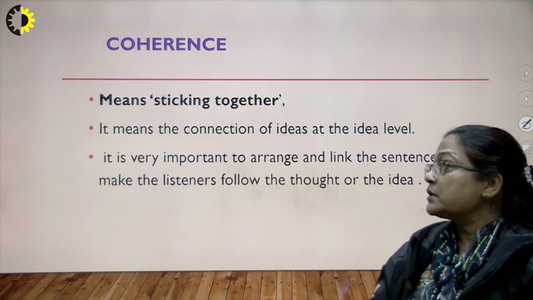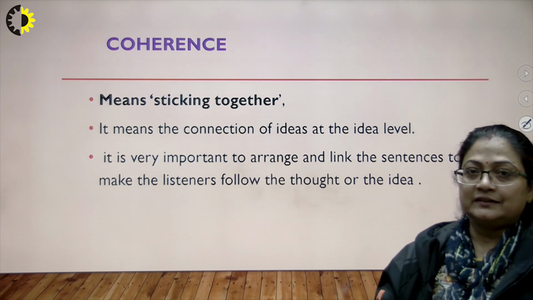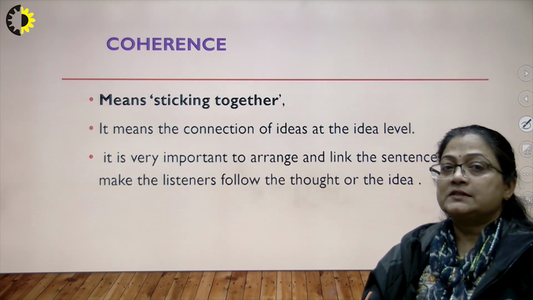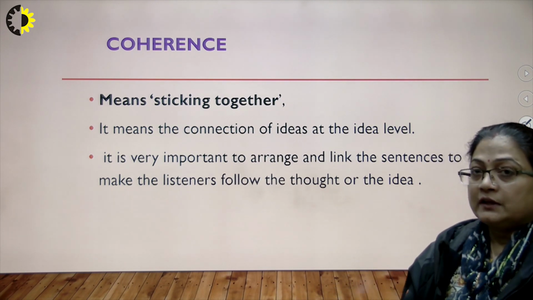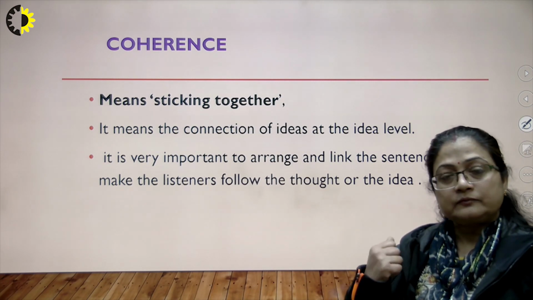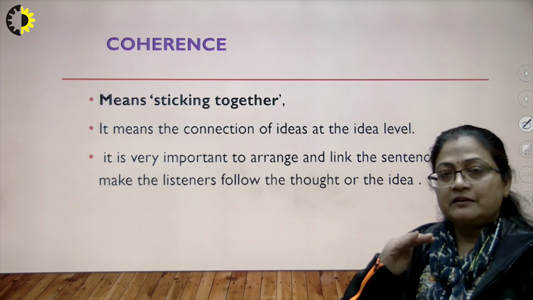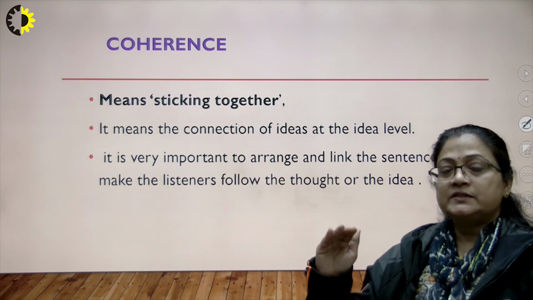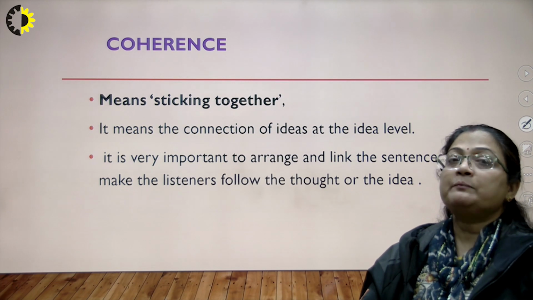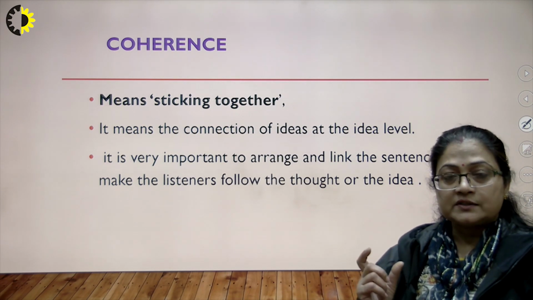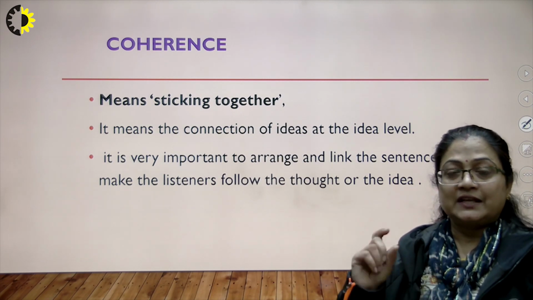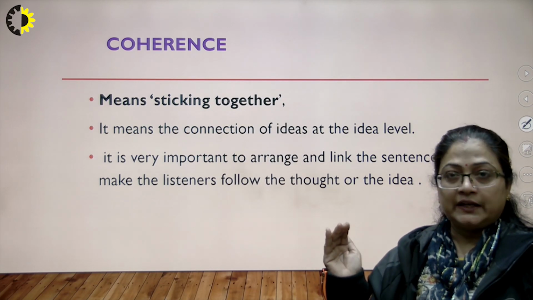So, it is very important to arrange and link all the sentences to the main sentence, and that is the way to make our listener follow our thought. That is the way that our listener will easily understand, smoothly grasp our idea, and the listener will be along with us towards the explanation and the elaboration of that idea. So, it is very important to maintain this coherence in our speech. One sentence should be logically connected with the previous sentence and the coming sentence. There should be no gap of idea in between.